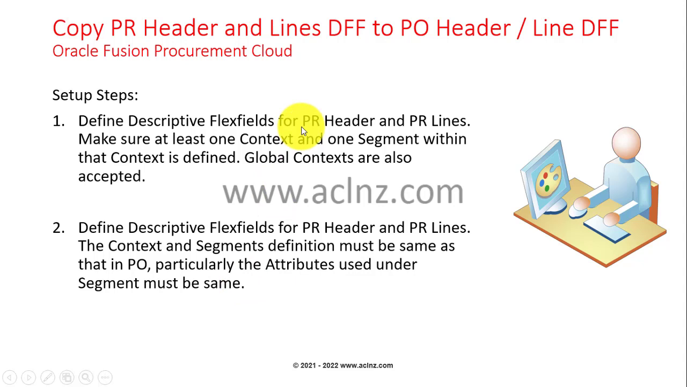So basically, if you have used a segment, let's say the segment name is CPR or maybe CA number, something like that, at a PR header level descriptive flex field, and within that segment you are pointing that segment to attribute 1, then at the PO header level also you have to point the same segment to attribute 1. So basically the segments' attributes must match. That is step number 1, basic setup.